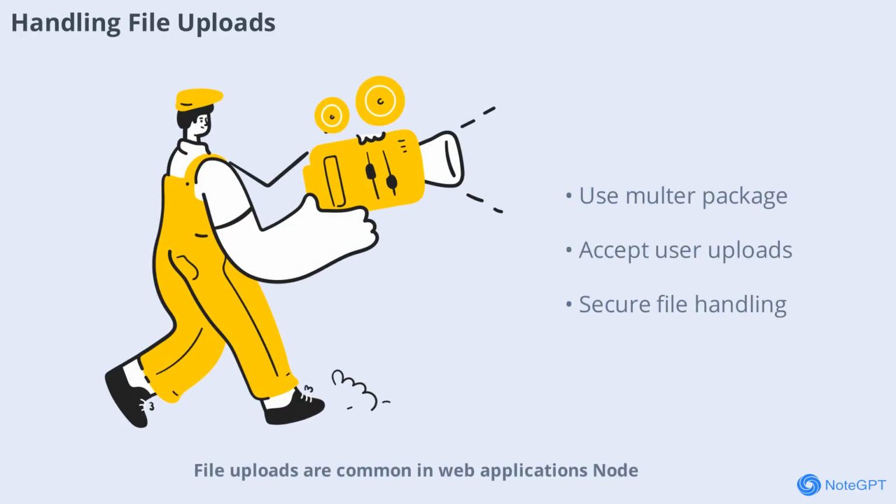File uploads are common in web applications. Node.js makes it easy to handle uploads with packages like Multer. You can accept files from users, store them on your server, and process them as needed. Secure file handling is important to protect your application and users.